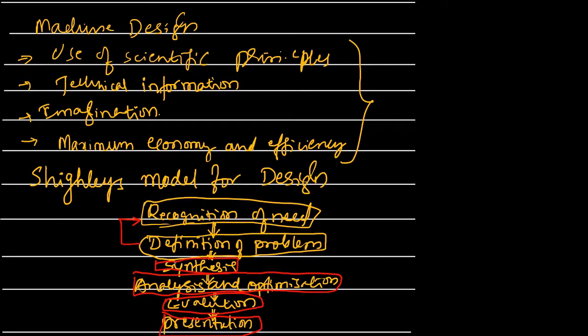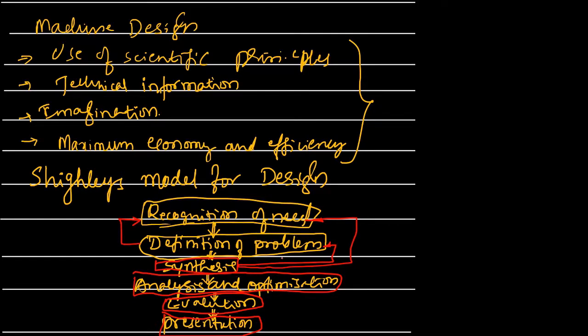Next, synthesis. If it is not going to include the mechanisms as well as the defined components, then you can go for selection of the synthesis again, based on the recognition of need. Here all are related.